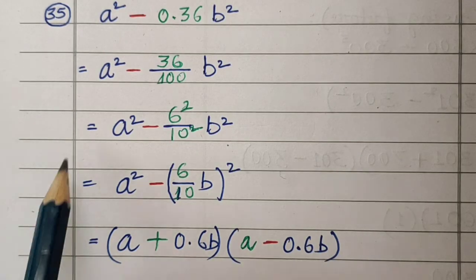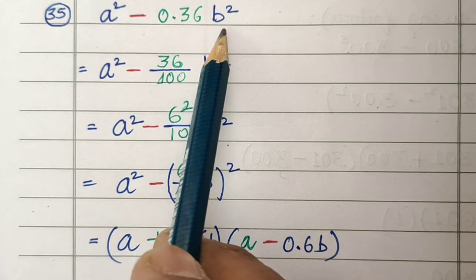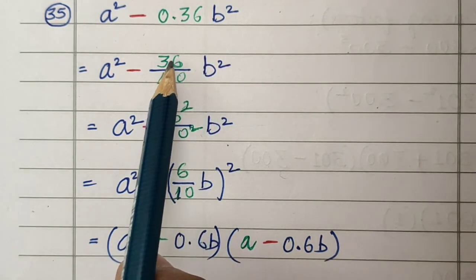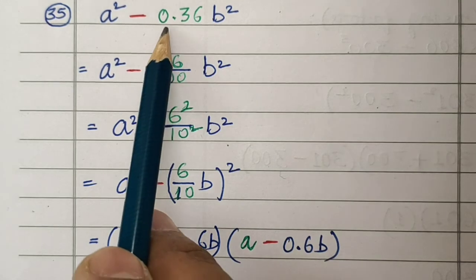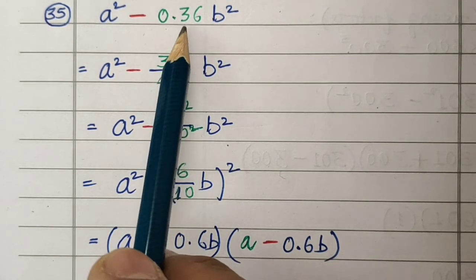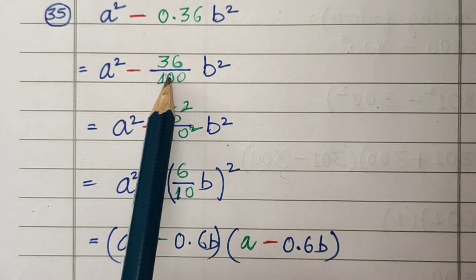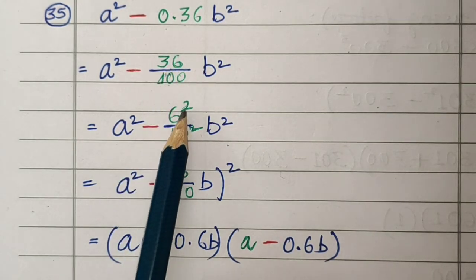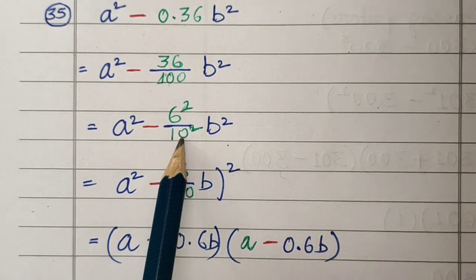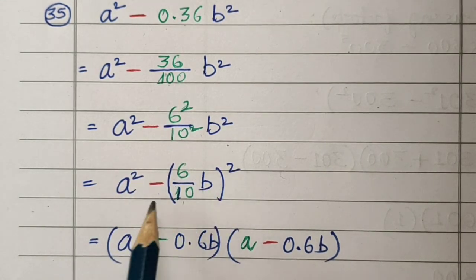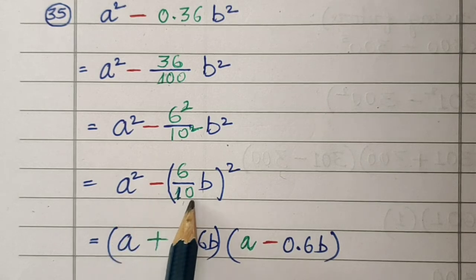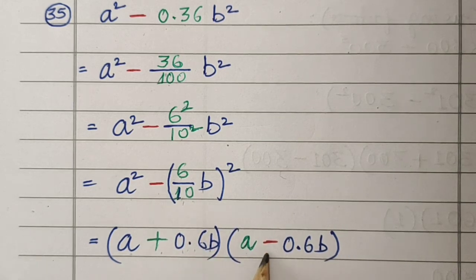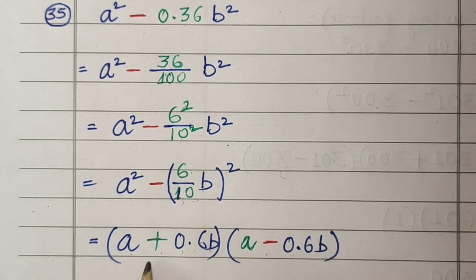Factorize a square minus 0.36 b square. Convert this: 36 divided by 100 is nothing but 0.36. We can use this only, but this way it is much easier. 36 can be written as 6 squared, 100 can be written as 10 square, then a square minus (6 by 10 b) whole square. Now this is in the form of a square minus b square. In place of b we have 6 by 10 into b, a plus b into a minus b. Now a plus 6 by 10, that is 0.6 b, into a minus 6 by 10, that is 0.6 b.